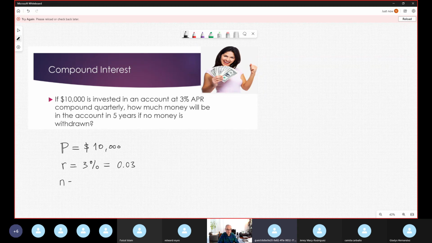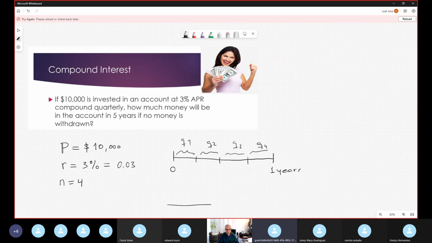Suppose schematically 1 year. This is the interval, 0 to 1 year. This account splits the year into 4 parts: quarter 1, quarter 2, quarter 3, and quarter 4. That means our money starts at P, increases a little bit, increases a little bit, increases a little bit, and increases a little bit. This is the situation. So n equals 4. Cool. Understand very well.